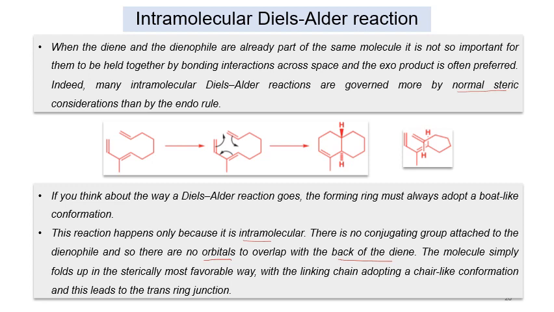So what does the molecule do? The molecule simply folds up sterically in the most favorable way, with the linking chain adopting a chair-like conformation, and this leads to a trans-ring junction. So you can see here this is the transition state conformation for the 4+2 cycloaddition. Obviously, you can see here now this is leading to the exo product.